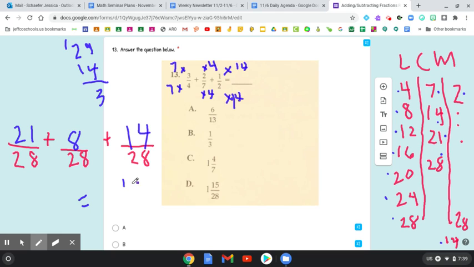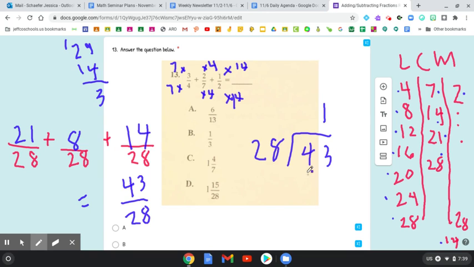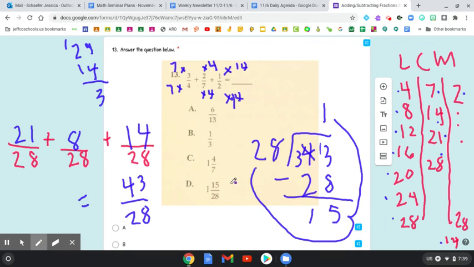Looks like 43 28ths. I have an improper fraction. I'm going to do long division and figure out how many times 28 is going to fit into 43. It's only going to go once. I'm going to think about my leftovers. I have 15 left, so it's going to be 1 and 15/28ths. D.